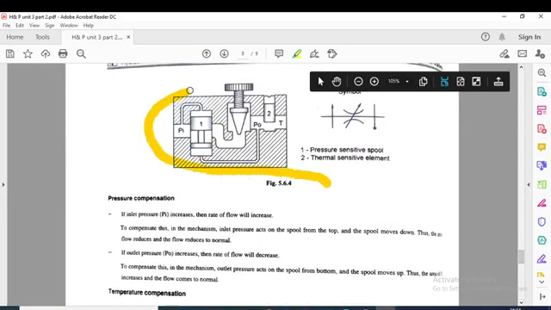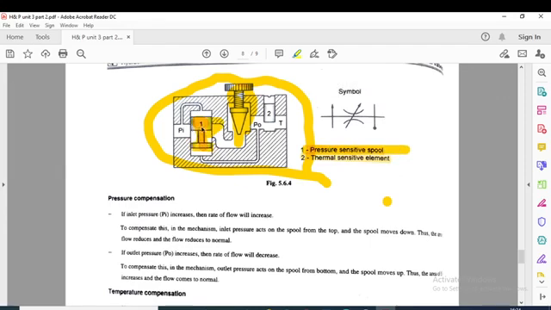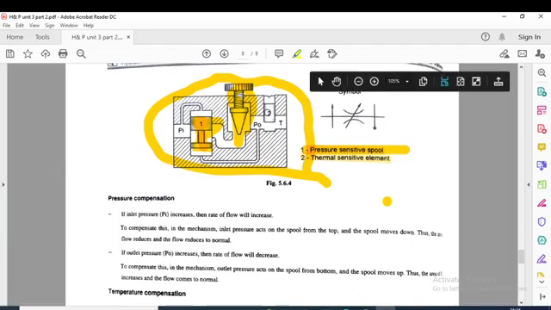This is the diagram of the flow control valve along with the pressure and temperature compensation. You can see this is the element for flow restriction, the flow control element, and this is another element, which we name the pressure sensitive spool. This spool is pressure sensitive. For pressure compensation this spool helps, and this other one is the temperature sensitive element. Using these two we can compensate the pressure as well as temperature. How we achieve the pressure compensation is explained here.